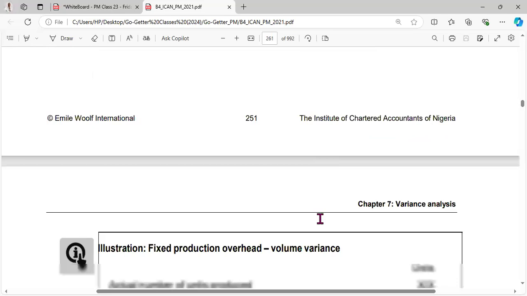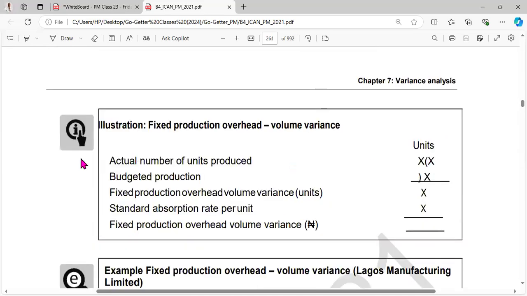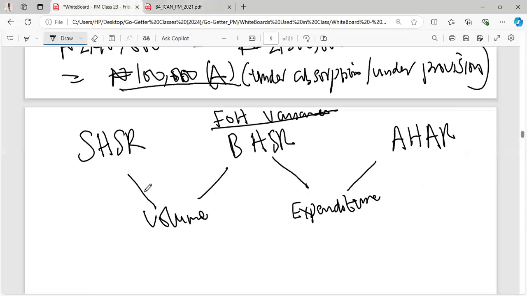Then let's just look at an example to buttress this point. Actual number of units produced, this is what is being produced. Budgeted number of units produced, then we look at the differences. Then that means fixed overhead volume variance in units. Then you multiply by the standard rate, so this is actual and budget. Okay, so that's volume variance.